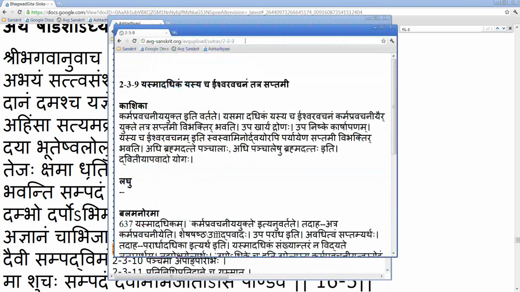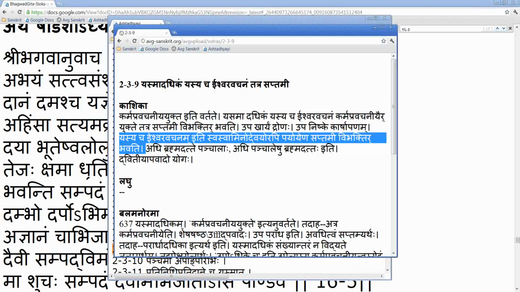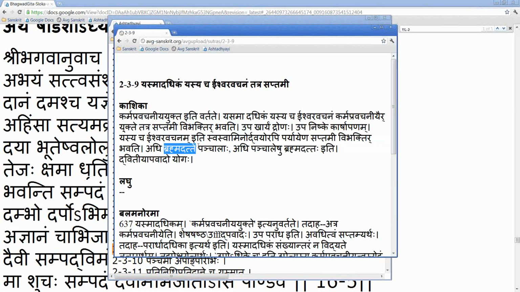239 says karma pravachaniya yukta iti vartate. So when there is this connection with karma pravachaniya, it says yasya cha ishwara vachanam iti swa swaminoho dvayorapi paryayena saptami bhakti bhavati. So it can be the thing which is dependent, it can be the Swami. So here, Brahma dattaha is the one who is presiding over, ruling over the Panchalaha. So we can have saptami with Brahma dattaha or with Panchaleshu. So here we are saying that Ishwaraha is ruling over, controlling the success or failure of something. So Ishwara adhinam yashaha. So it says, adhi, Ishware yashaha.